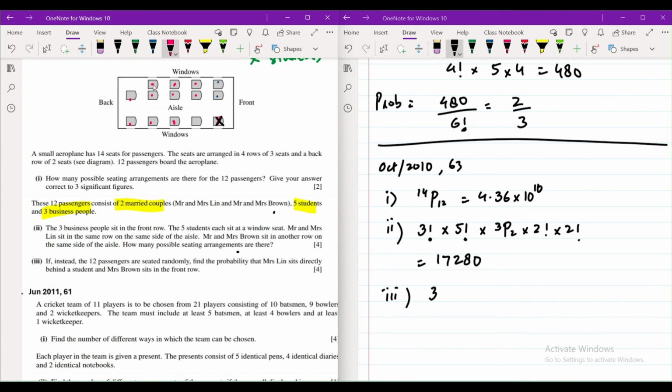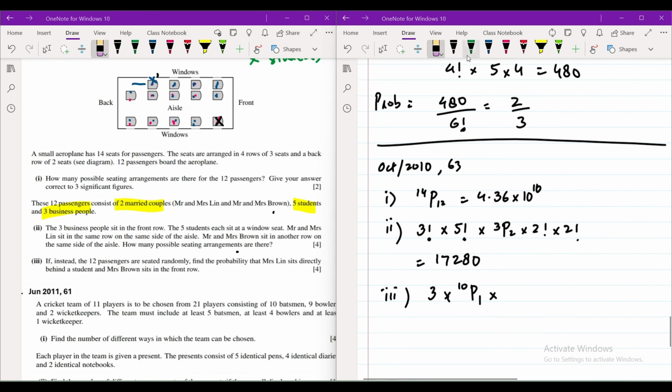So 1, 2, 3, 4, 5, 6, 7, 8, 9, 10. So 10 possible seats for Mrs. Lin and one person, obviously. There is no condition on the four other students. There's only a condition on one student. So at least one of the students has to be in front of Mrs. Lin. So 5p1. If, for example, this is Mrs. Lin, then the student could be in front. But the rest of the students have no issue with them.